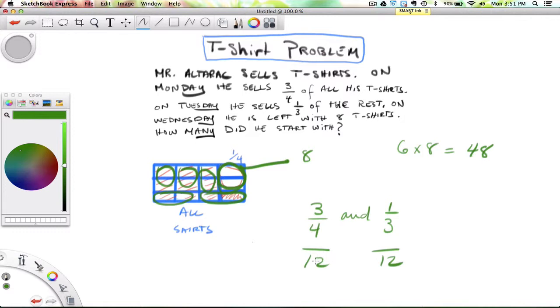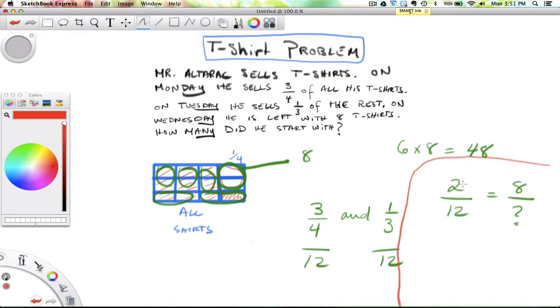And so if there are 12 boxes, and if in the end we're left with 2 of those 12 boxes, and that represents 8, we can say that 2 boxes out of 12 is equal to 8 t-shirts out of how many? And so what we've just done is we've set up a proportion. Now this proportion, to solve it, we use cross multiplying. And so to cross multiply, the 12 multiplies the 8 and then gets divided by 2.